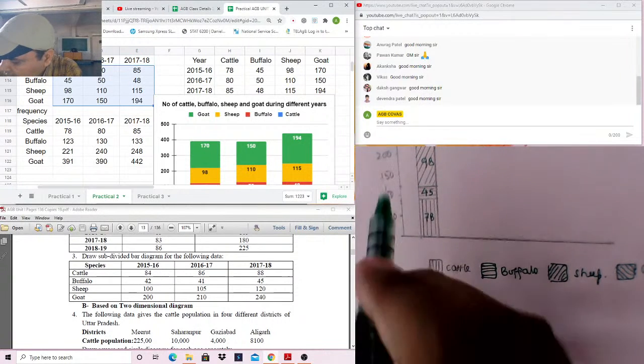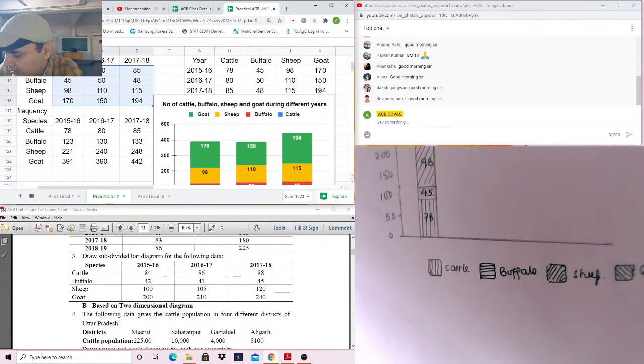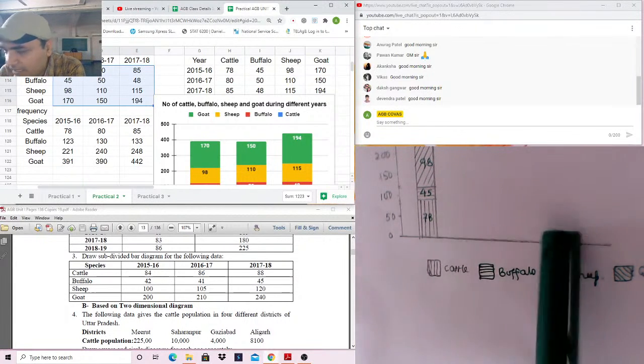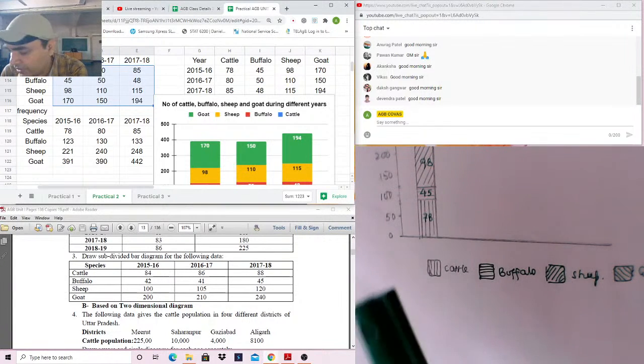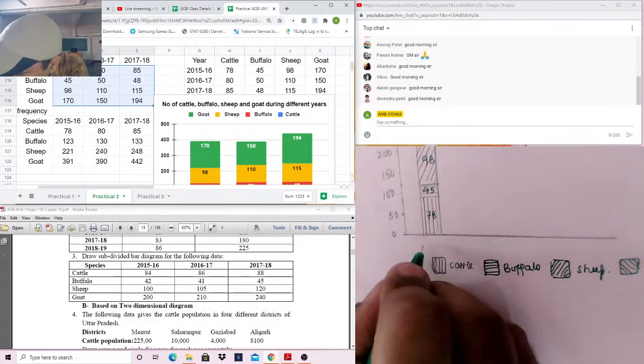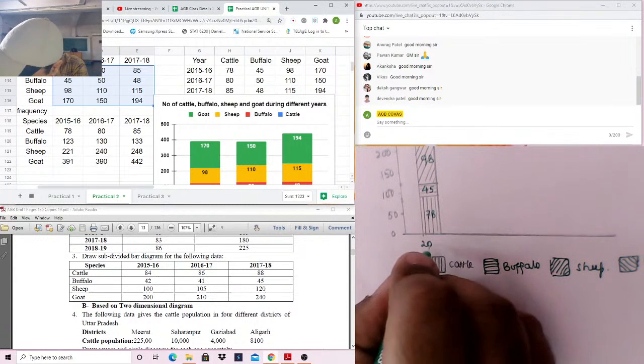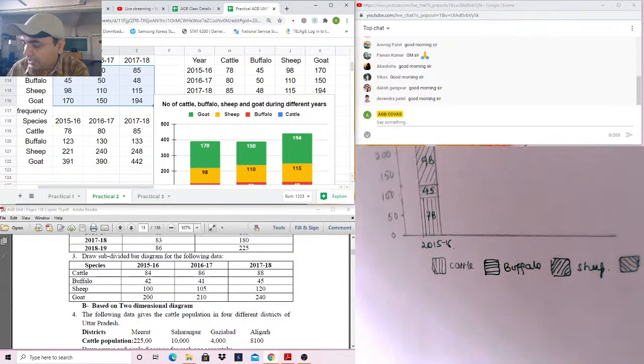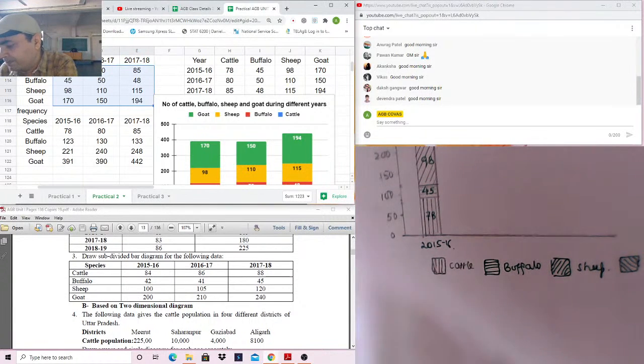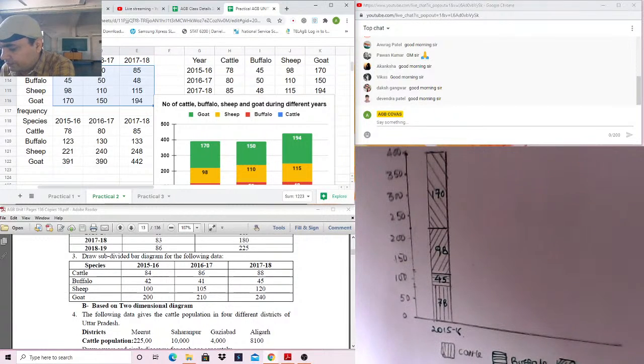So this shows that I have made one bar diagram. Similarly, you can make the different bar diagrams for the different years. Okay, and this represents 2015 and 16. Okay, so similarly, other bar diagrams can be made. Okay. So we have made this for 2015 and 16. So this is how a multiple bar diagram is made. Okay.